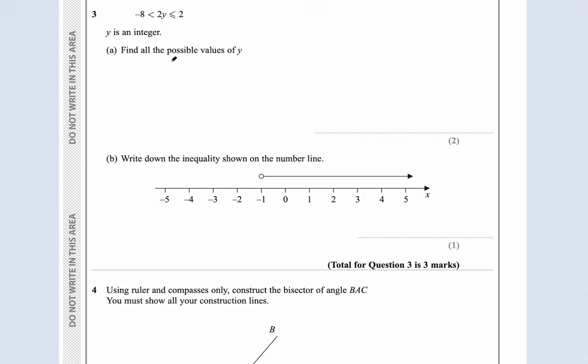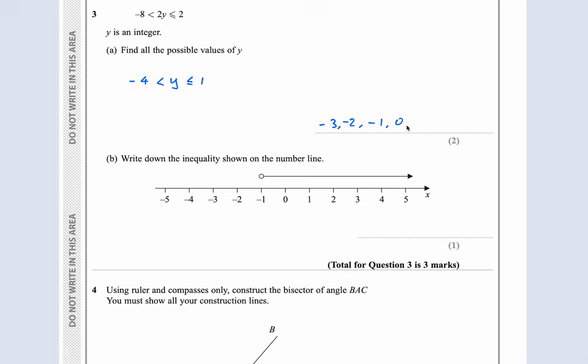So firstly, what I'm going to do, guys, is divide by 2. So if 2y is bigger than negative 8, then y is bigger than negative 4. And if 2y is less than or equal to 2, then y is less than or equal to 1, because I divide by 2 and divide by 2. Now list the integers. Well, it has to be bigger than minus 4, so the first one will be minus 3. It can be minus 2, minus 1. 0 is an integer, guys. It counts as an integer.